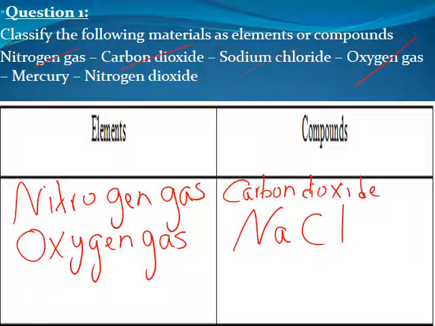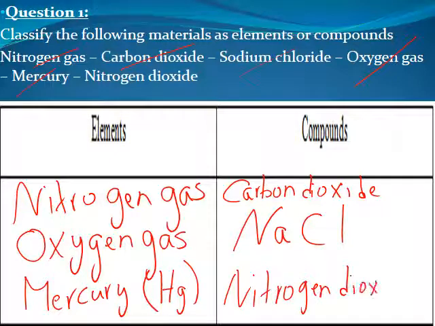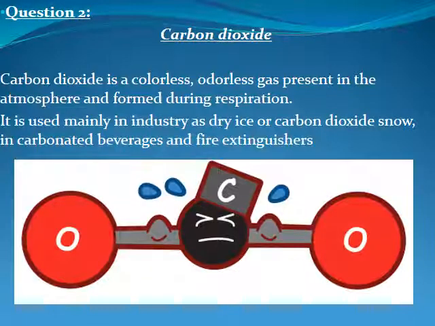Mercury, Hg, it's an element. Symbol H capital, G small. Nitrogen dioxide, the last one, is a compound. Here we have to put sodium chloride. Moving to question number 2, carbon dioxide.